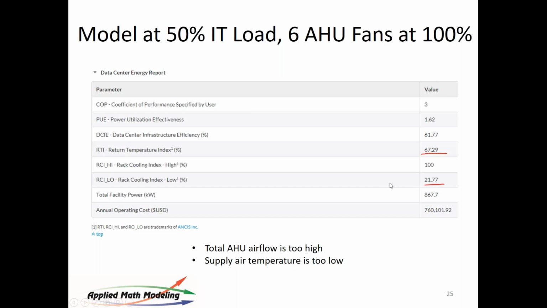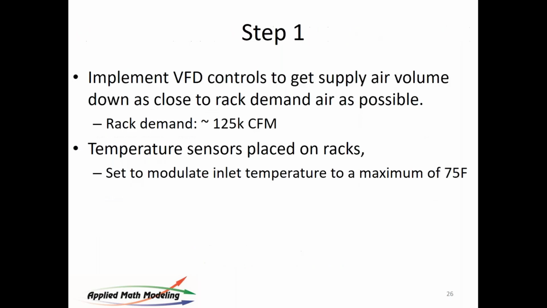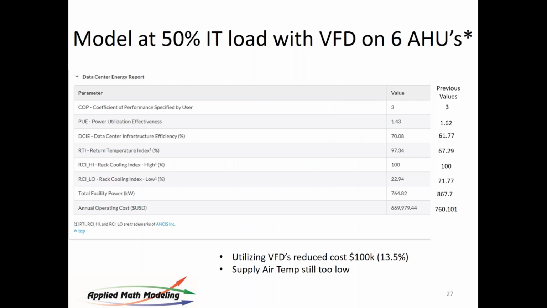So you begin to say, okay, well, what if I put VFDs on those 6 units? The first thing to do is get the VFDs in place. Again, we assume 125 CFM per rack. We put the temperature sensors on every rack and we set it to a temperature. I think I did 75 F here. I'd have to look. Now that helps things right away. So putting 6 AHUs in place with VFDs on them helps a whole lot.